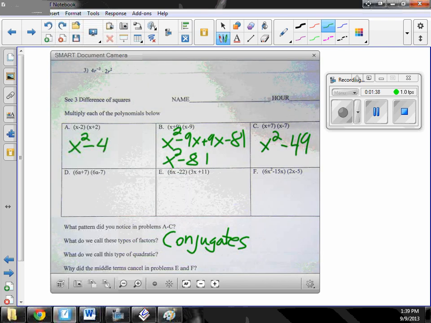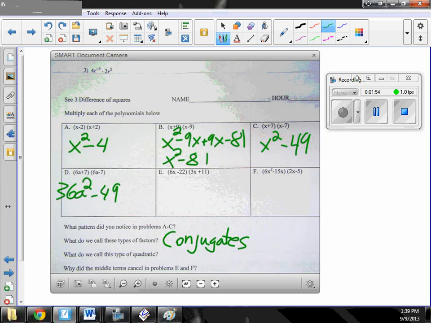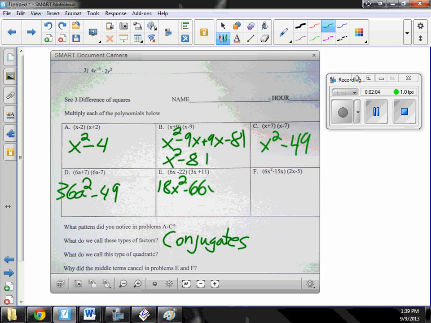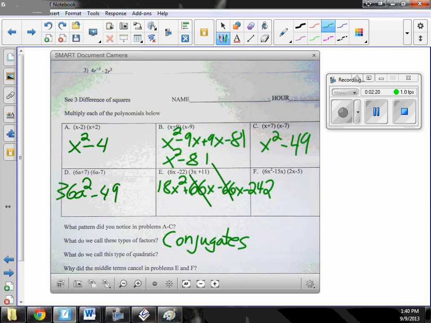So on part D, I can get 36a squared minus 49. And that middle term, I would have a negative 42a and a positive 42a, and they'd knock each other out. Okay? But letter E is a little bit different. E is not a set of conjugates. But when we multiply it out, we get 18x squared plus 66x minus 66x, and minus 242. But the middle term canceled, and I get 18x squared minus 242.